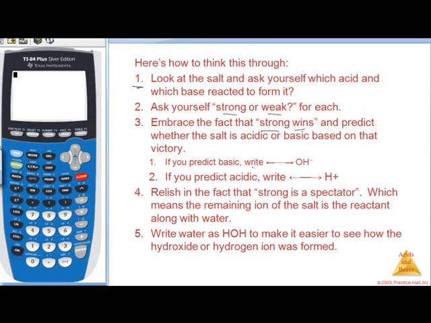If we predict that it is a basic salt, we first write the OH on the product side. If we predict it's acidic, we write the H plus on the product side. The strong becomes the spectator, and we can leave that off of the net ionic. Okay, and then we write water as HOH on the reactant side, and then we look at where the hydrogen and the oxygen or the hydroxide go.